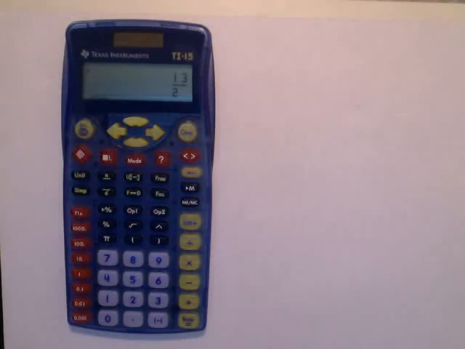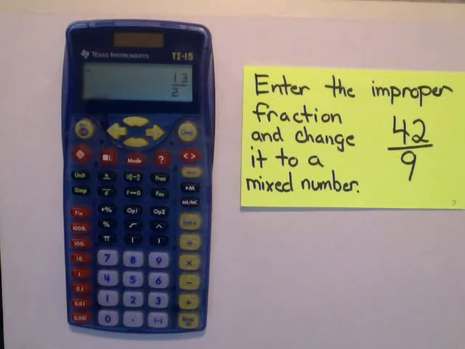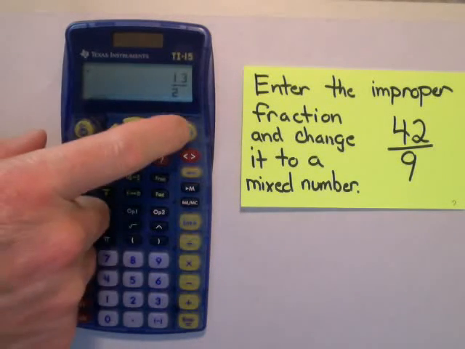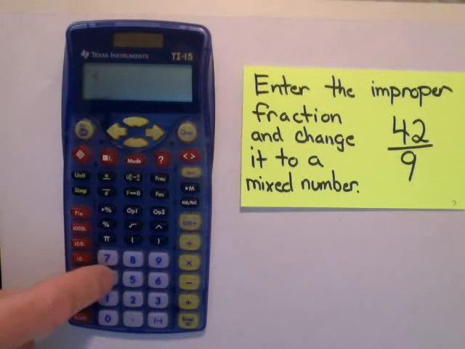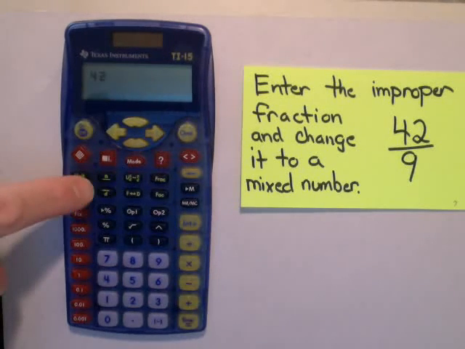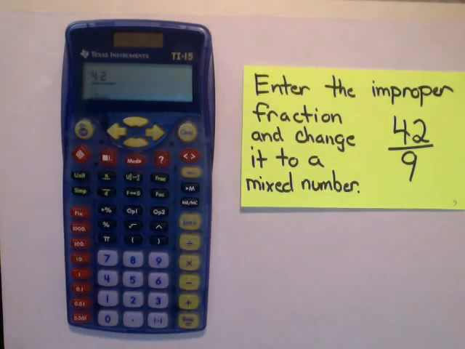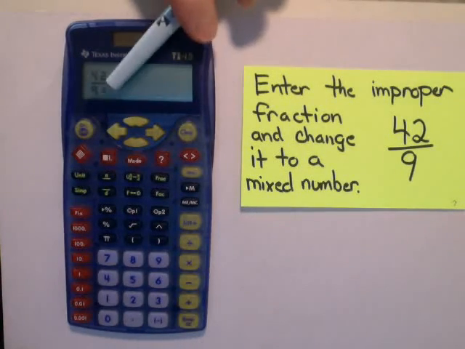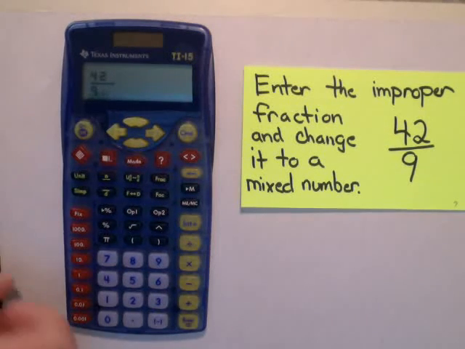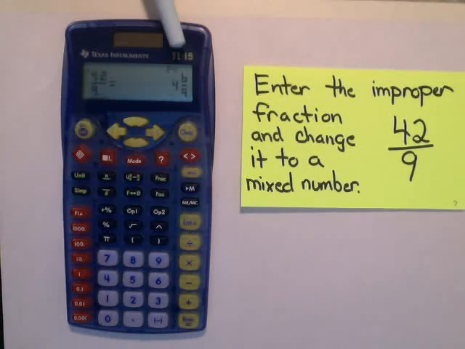The last thing that we want to talk about is entering an improper fraction and changing it to a mixed number. So let's hit the clear button, and we're going to enter 42 as our numerator. So we just put 42 in first, tell the calculator that's a numerator by hitting the N key. Now it wants our denominator, so put 9 in. It still doesn't know if we're done writing our fraction, so we'll tell it we're done by hitting enter. And notice that it immediately takes us to a mixed number.